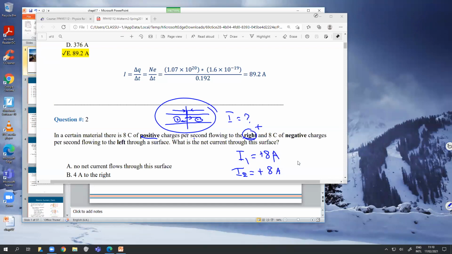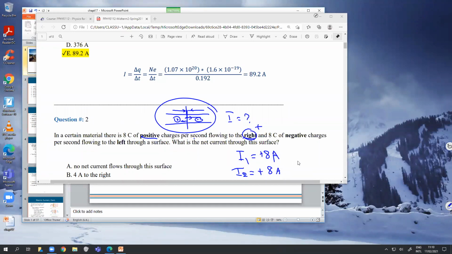Okay, you need some time to absorb it. So look, even if it's a negative charge, it's flowing to the right. So that's why it's positive, right? Now, the negative charges in this question, he says, are going to the left, not to the right. The negative charges are flowing to the left at the rate of 8 coulombs every second. That means 8 amperes. But it is negative charges, so the direction of the current will be opposite. So this way we can get the net current correctly.